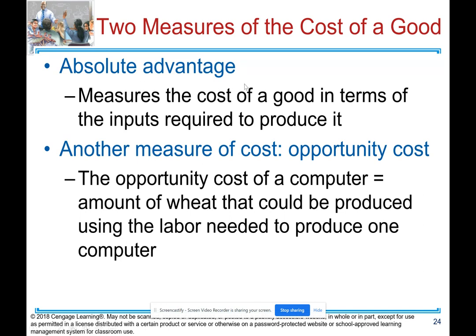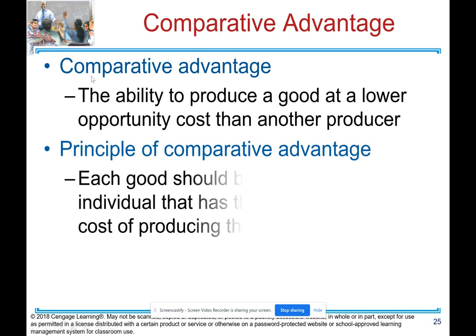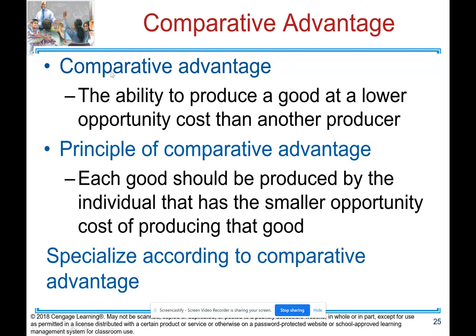Absolute advantage measures the cost of a good in terms of the inputs required to produce it. Another measure of cost is the opportunity cost. The opportunity cost of a computer is equal to the amount of wheat that could be produced using the labor needed to produce one computer. We call that comparative advantage. Comparative advantage is the ability to produce a good at a lower opportunity cost than another producer.